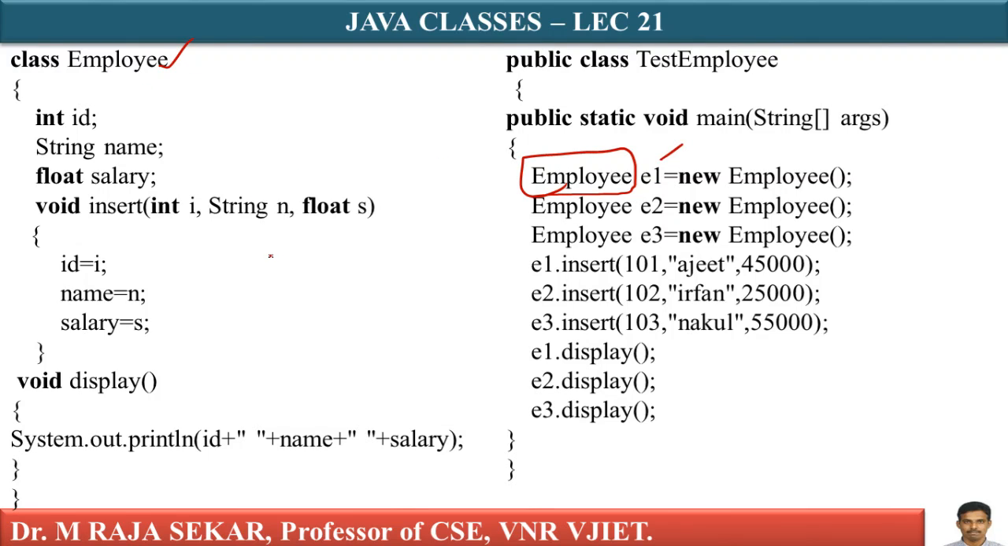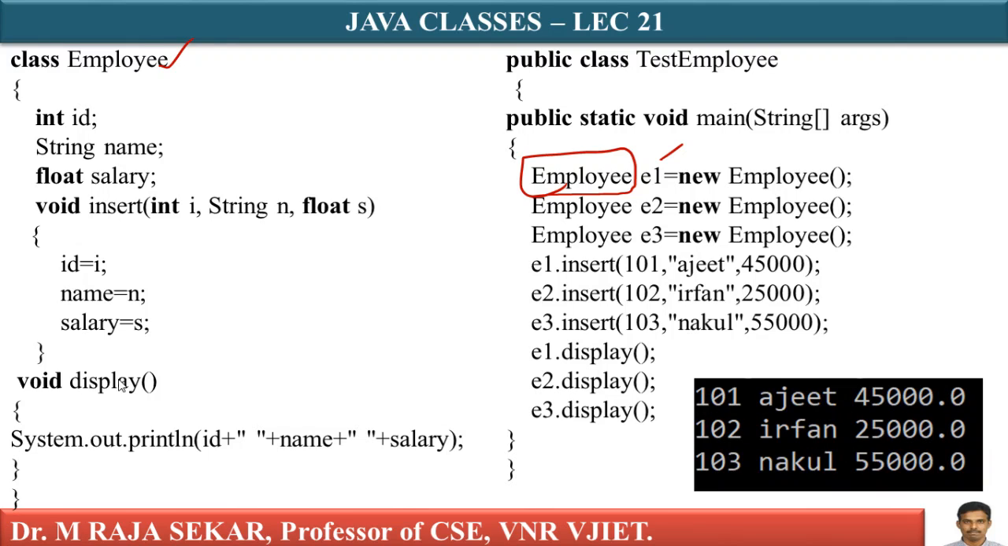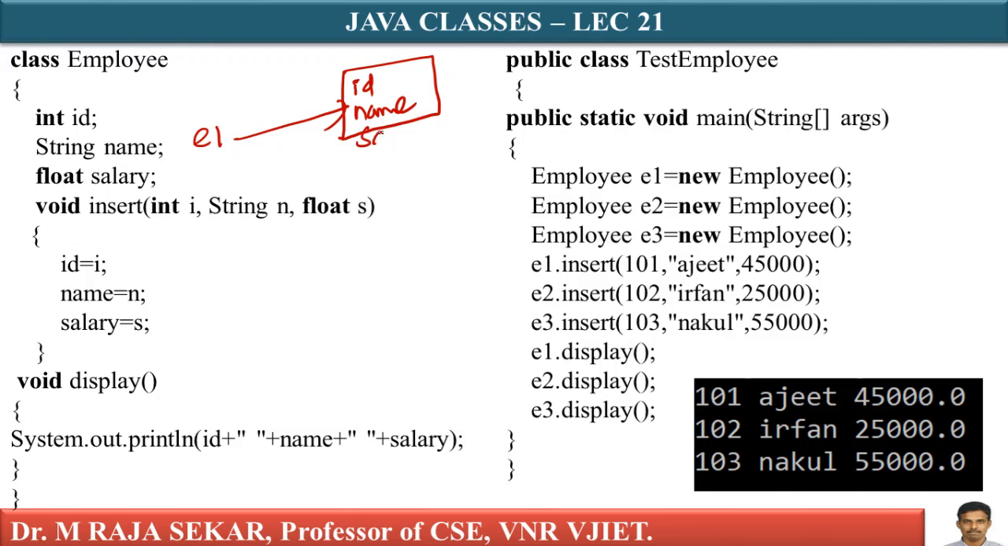Therefore, I will get the first object. Let me keep the output also once. Now just see this one. I am creating the first object, which is referred to through the E1 reference variable. For this particular object, what will I get? I will get ID, I will get name, I will get salary. These are the variables in my first object.